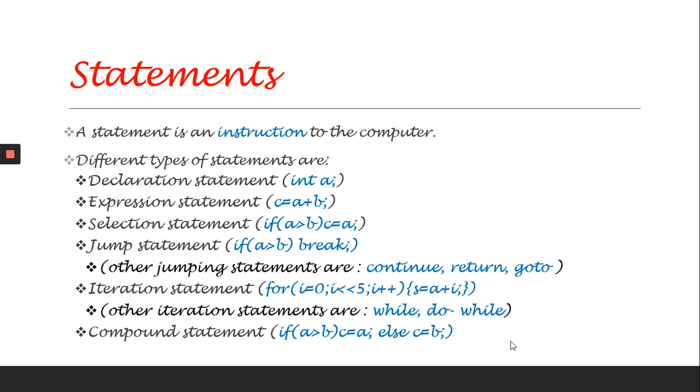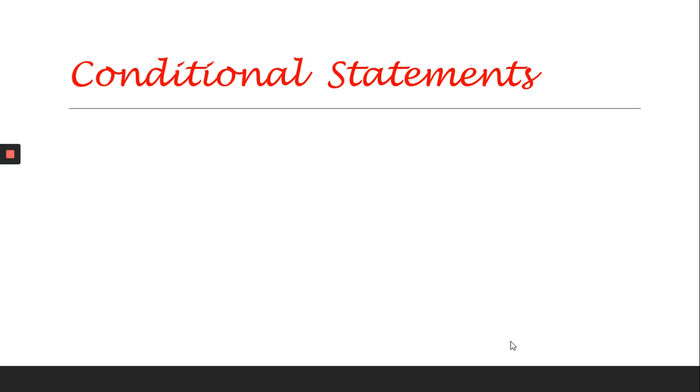Here you can see that in this if condition, if A is greater than B, C is equal to A, else C is equal to B. So C is equal to A is a simple expression statement. Similarly, C is equal to B is also a simple expression statement. They are brought together using an if-else condition. So it becomes a compound statement. So there are different types of statements. Depending upon our need, we can use any one of them.